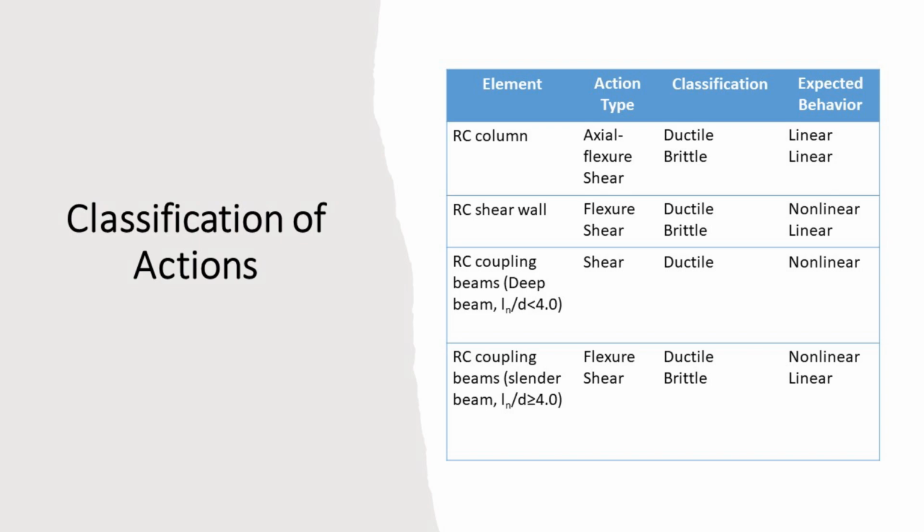So we have to do that, and so this is a guideline. Whatever I'm saying is actually a guideline. This is not really the code. These are guidelines. So you say, okay, for column, the axial flexural is ductile, shear is brittle, and for shear wall, flexure is ductile, shear is brittle, and so on. And then we decide what kind of behavior is expected, linear or nonlinear. So based on that, you do the evaluation and you check the results.